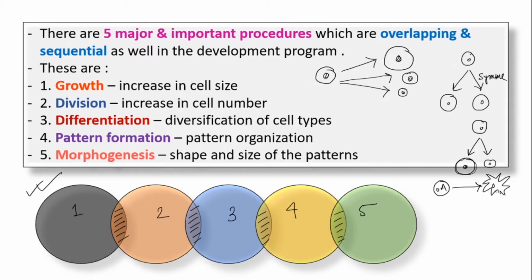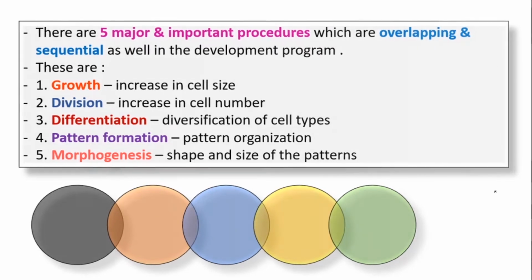Pattern formation is the organization of pattern. That means the differentiated cells can be organized in a definite pattern. And the fifth one is morphogenesis. That means the differentiated cells gain their shape and size to gain their final fate.